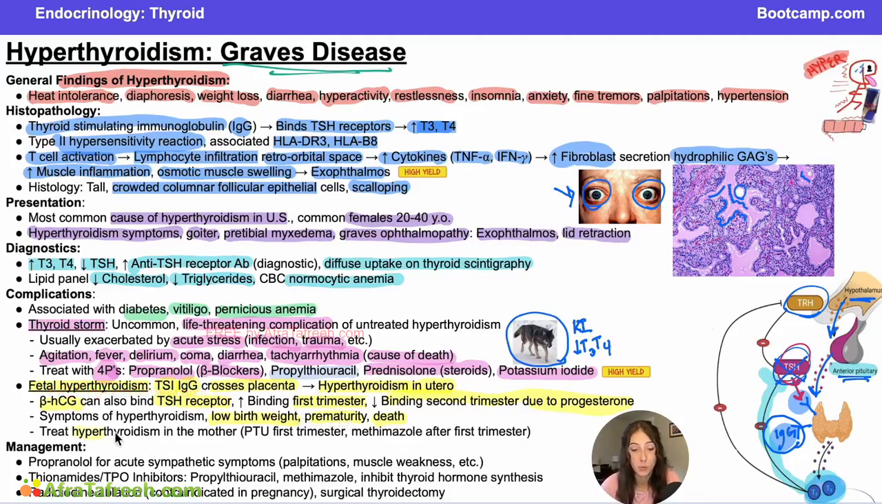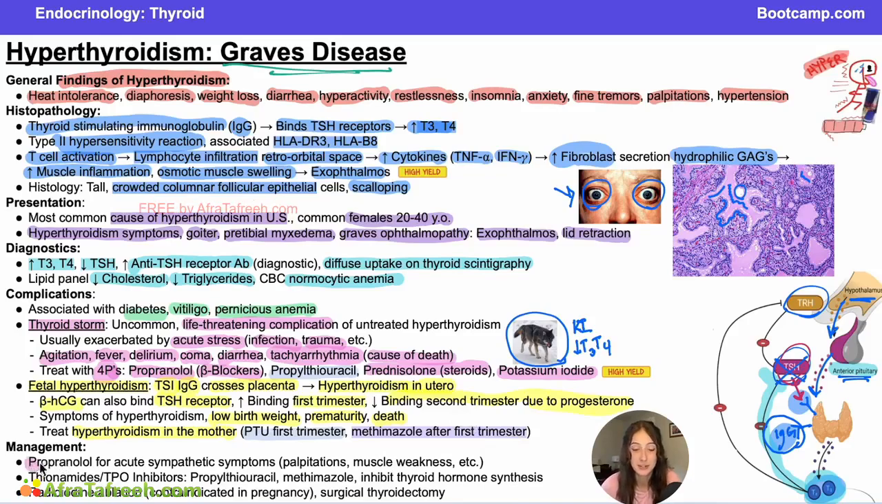So it's incredibly important that we treat the hyperthyroidism in the mother. And we treat the hyperthyroidism in the mother with our thionamides, PTU in the first trimester, right? Because we're trying to avoid aplasia cutis, and then we can move on to methimazole after the first trimester once the risk of aplasia cutis is a lot lower.